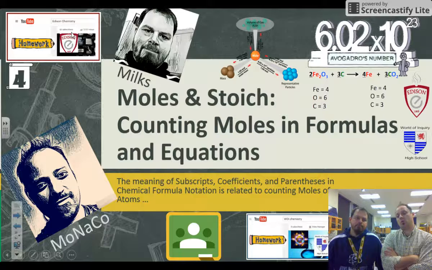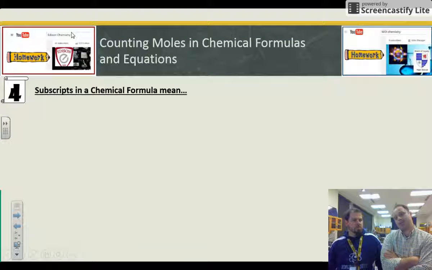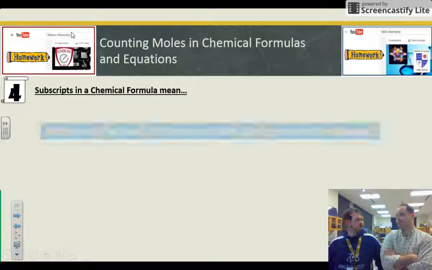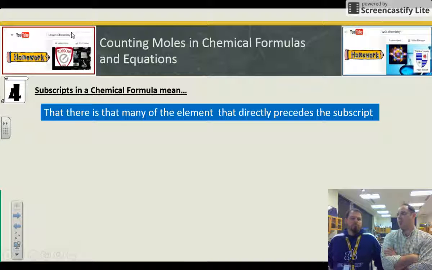We're going to count some moles in formulas and equations. So we're going to put those subscripts to use. What do they mean? Let's hop right to it. There are many of that element that directly precedes a subscript.